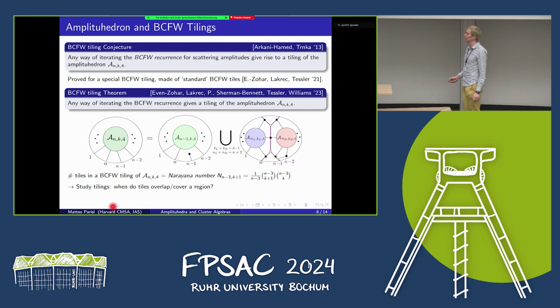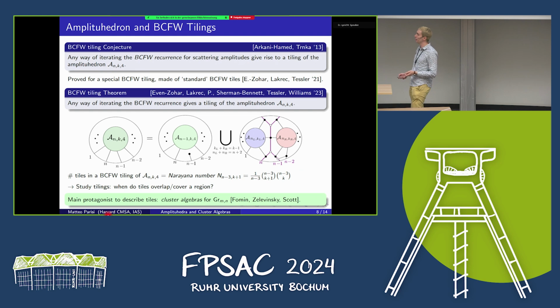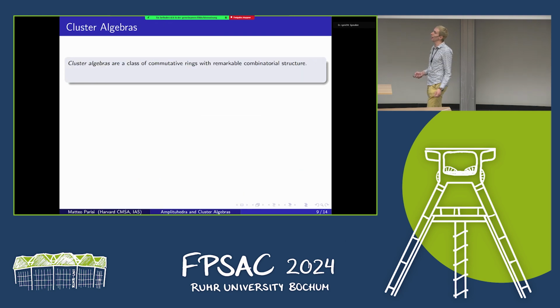Okay, so we're interested in studying tilings in general, but in order to prove the existence of tilings, or to understand tilings, we of course have to ask the question of when tiles overlap, or when we can cover a region with these tiles. And the main insight is that the main protagonist to describe tiles and understand this question is given by the cluster algebra for the Grassmannian, m, n. Okay, so I will switch gears to cluster algebras.